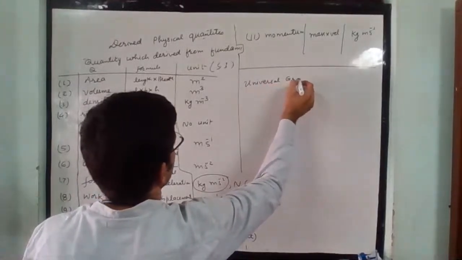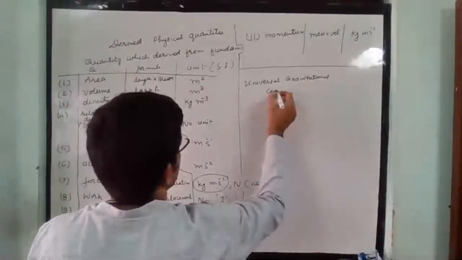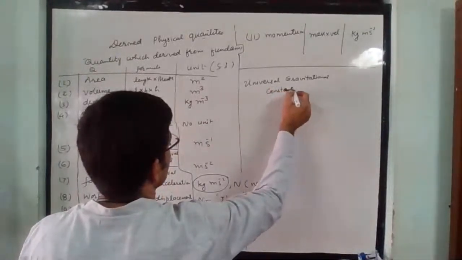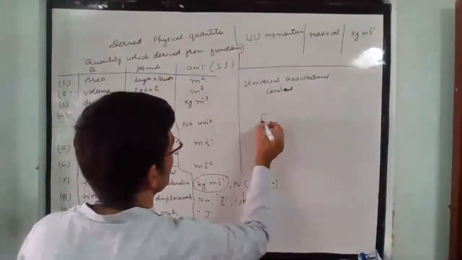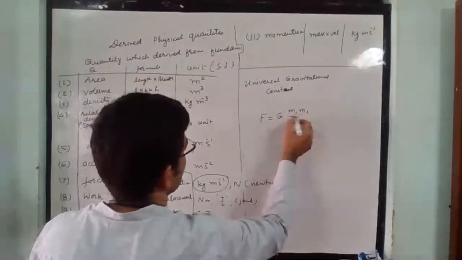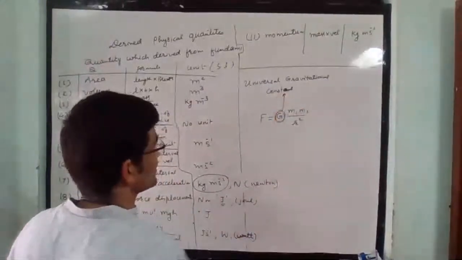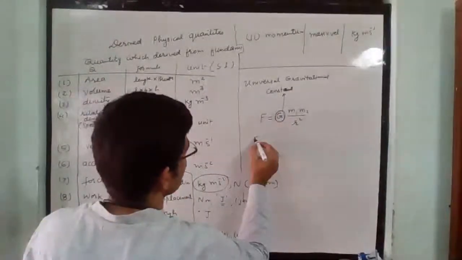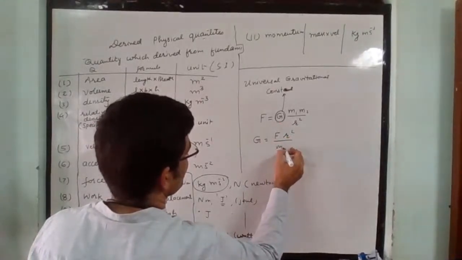Universal gravitational constant. So that we will study the gravity formula. In that, gravitational force is equal to G times the product of masses divided by the square of the distance. This constant is called the universal gravitational constant. So it will have a special unit. G, you will see, is F times R square divided by the product of masses.